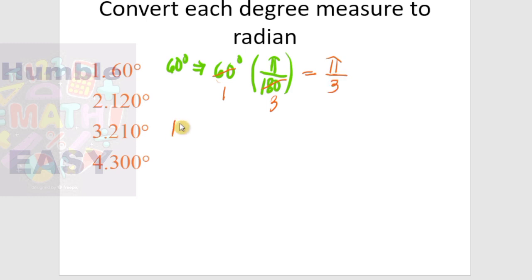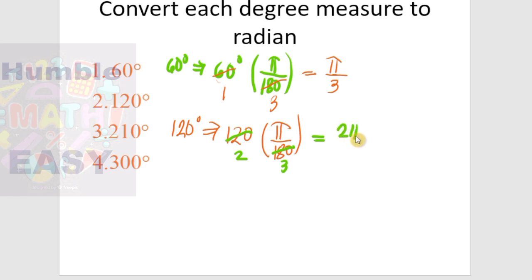So next we have 120 degrees. To get the 120 degrees, we multiply 120 by pi over 180. This is divisible by 60: 120 divided by 60 is 2, and 180 divided by 60 is 3. So we could say that 120 degrees is equivalent to 2 pi over 3.